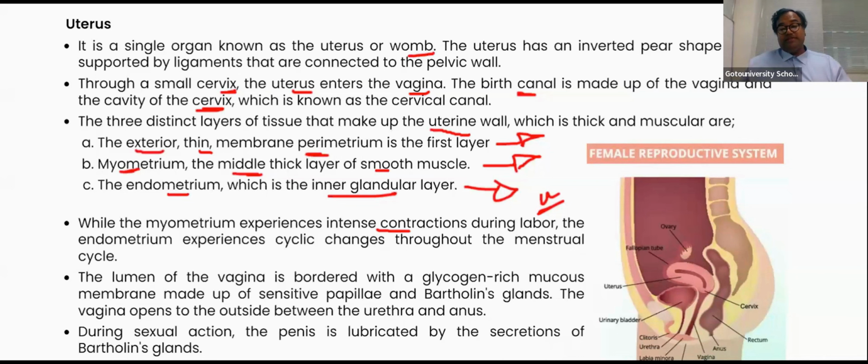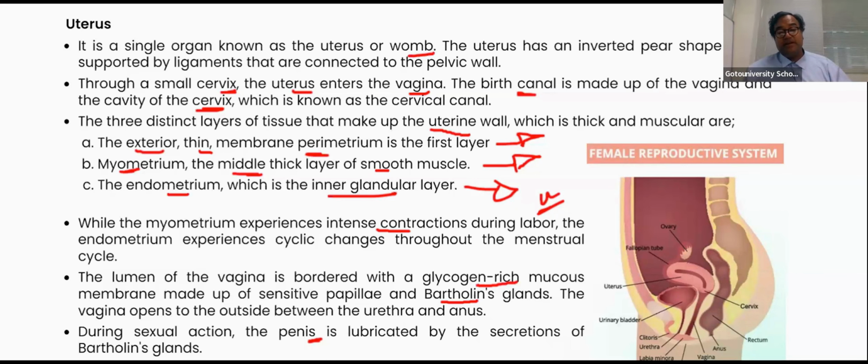The lumen of the vagina has a glycogen-rich mucous membrane, made up of the Bartholin gland secretion. You know very well the vagina opens between the anus and the urethra. In this, we need to understand that the penis is lubricated by the secretion of the Bartholin gland. Basically, the lubrication, flexibility and fluidity are all contributed by the secretion of the Bartholin gland, right?